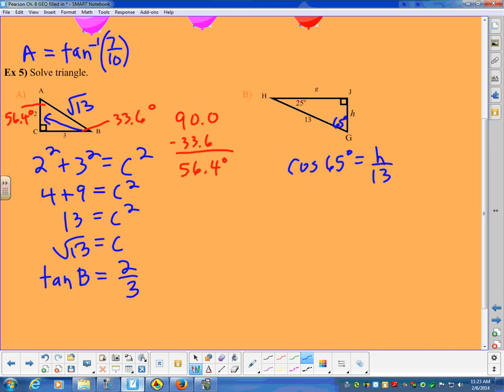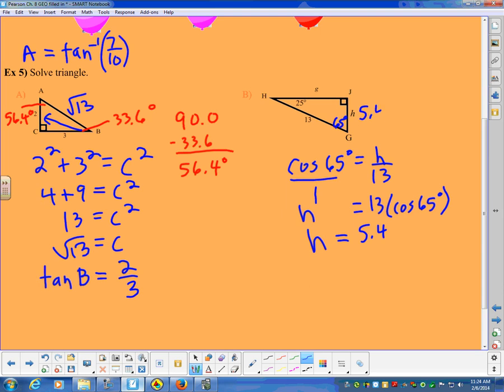Maybe a couple more minutes here. H over 1 is the same. 1 times H is H. 13 times cosine of 65 degrees. What's 13 times cosine of 65? 5.4.